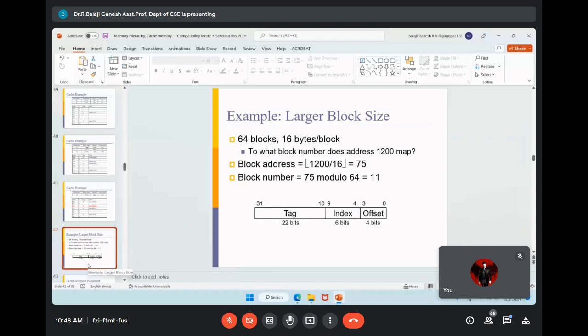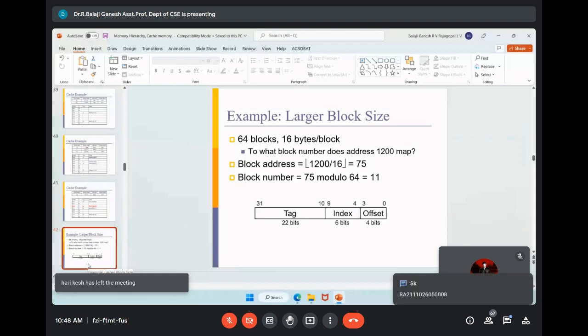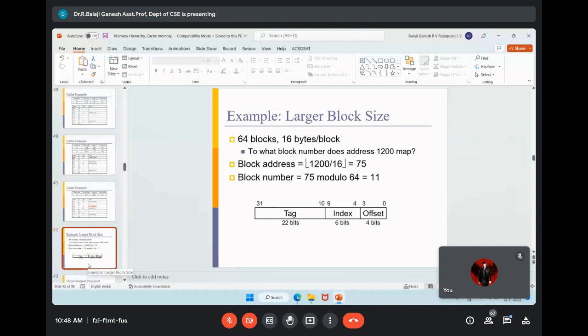Okay. So where can we place the 75th block of main memory in the cache, right? The 75th block of main memory can be placed in the 11th block of the cache memory. I am repeating, the 75th block of main memory can be placed in the 11th block of cache memory. That is what we have identified from this example. So 75 modulo 64, where 64 is the total number of cache memory blocks, is equal to 11. Okay, clear?